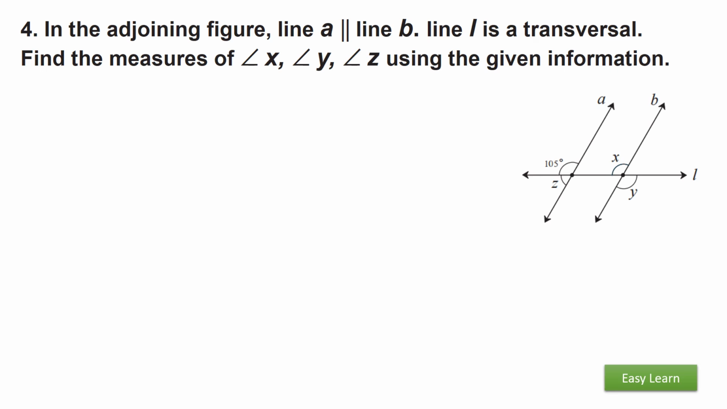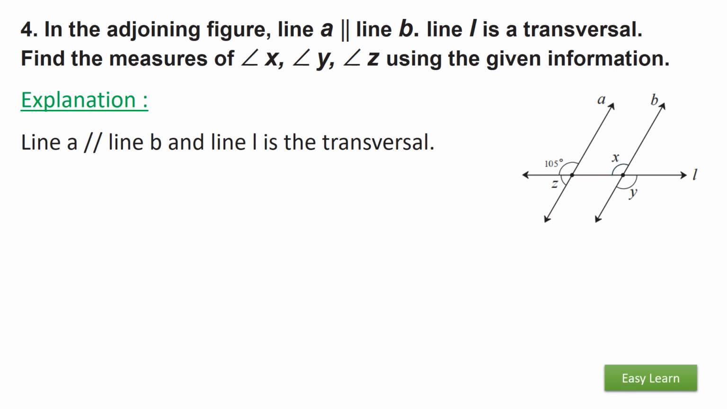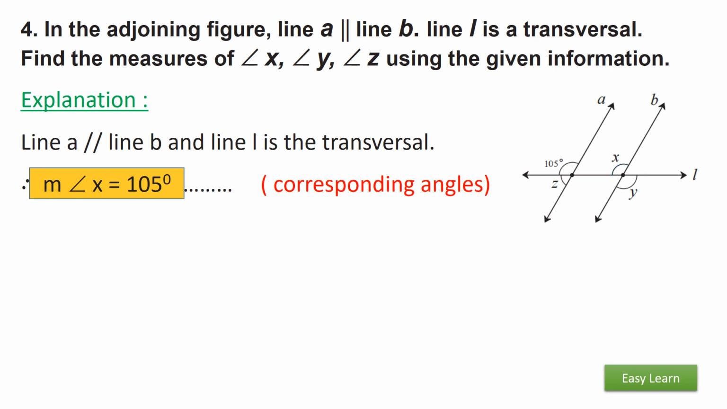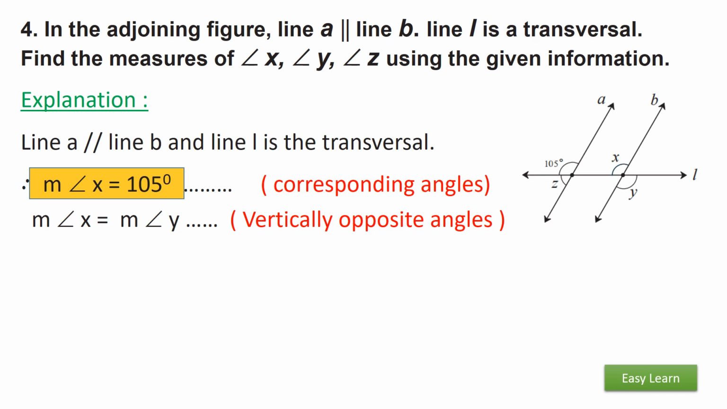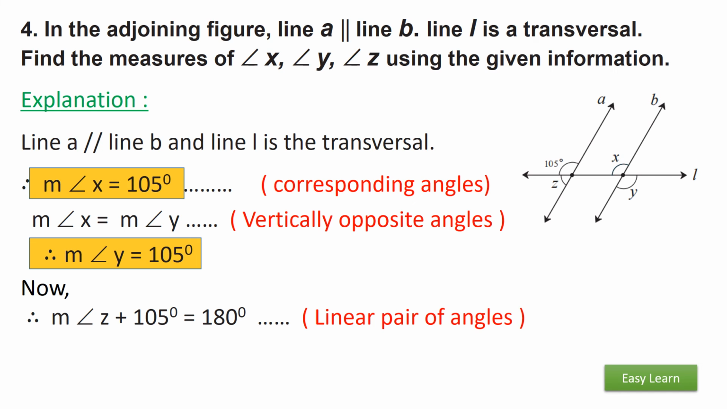Find the measures of angle X, angle Y, angle Z using the given information. Explanation. Line A is parallel to line B and line L is the transversal. Therefore, measure of angle X is equal to 105 degrees, corresponding angles. Measure of angle X is equal to measure of angle Y, vertically opposite angles. Therefore, measure of angle Y is also 105 degrees.